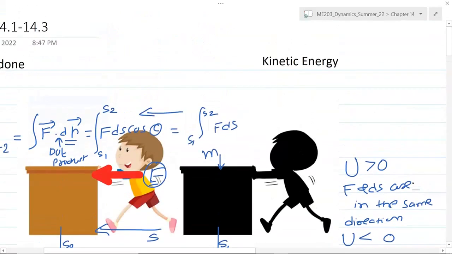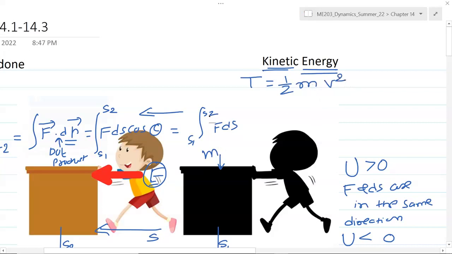Now, it's the result of work done. What has happened is that when the particle has moved, its velocity has also changed. Now, the particle has energy because of its velocity, by virtue of its speed. It's called the kinetic energy, and we use letter T to define the kinetic energy. So kinetic energy of the particle is 1/2 times mass times velocity square.